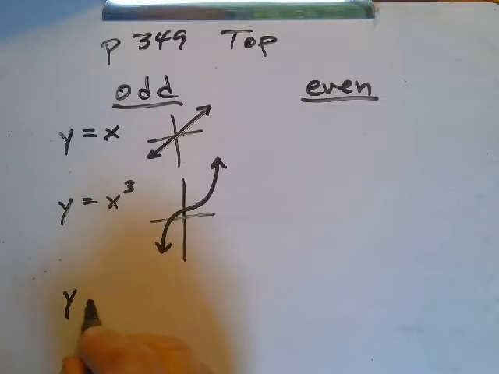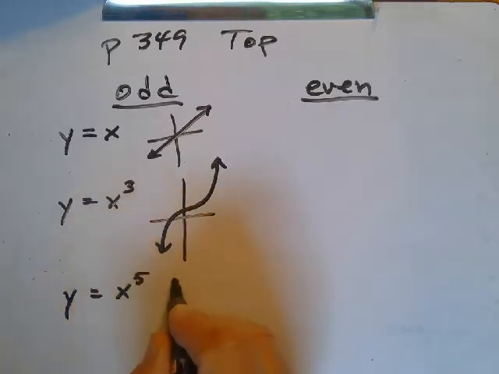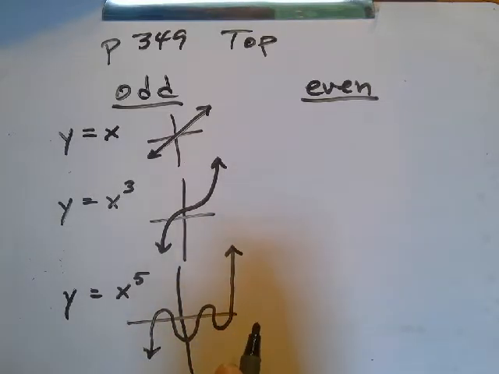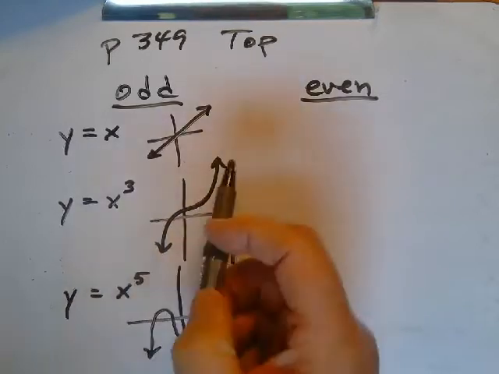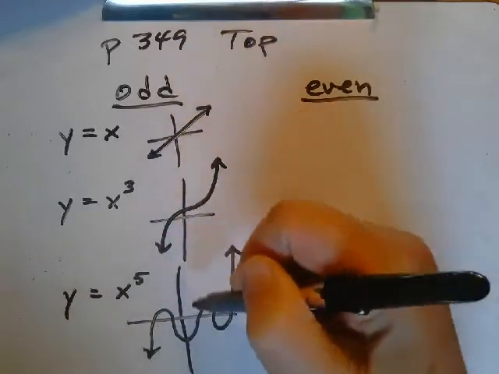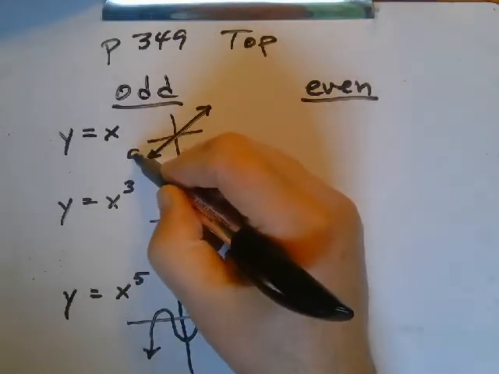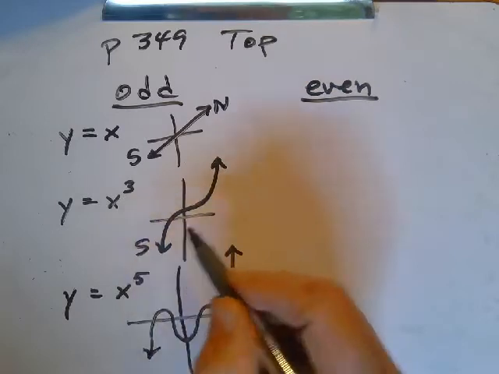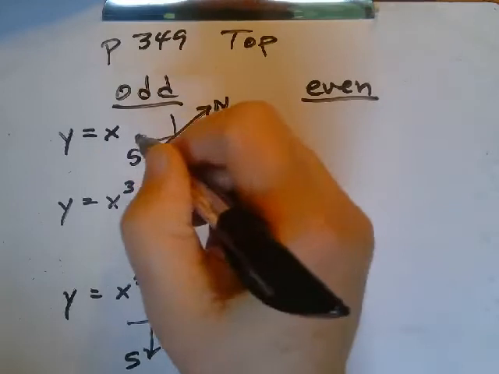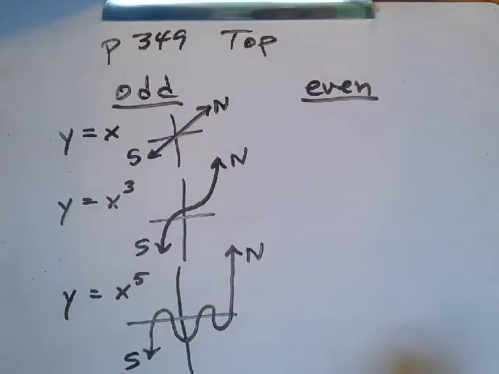And if it was another odd exponent, let's say x to the fifth, we would expect it to look something like this. You'll notice in all of these cases, when the exponent is odd, it enters and leaves in a different hemisphere. These that I'm showing you here enter in the south and leave in the north. Enter in the south, leave in the north. That's because these have odd exponents.